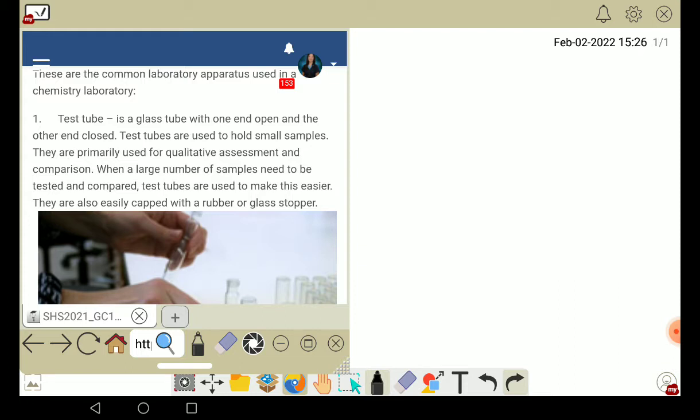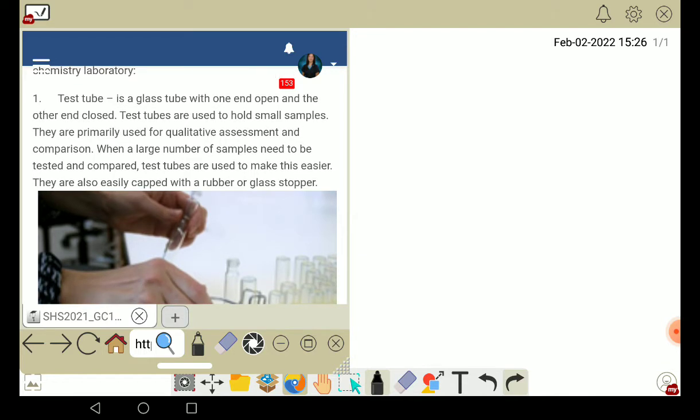Why qualitative? Because we are observing the physical changes that may occur in our samples, and the comparison. So when a large number of samples need to be tested and compared, test tubes are used to make this easier. Because commonly when we do samples, we often use droppers to extract only a small amount of sample. But if we need a larger amount, we need to use the test tube. They are also easily capped with a rubber or glass stopper.